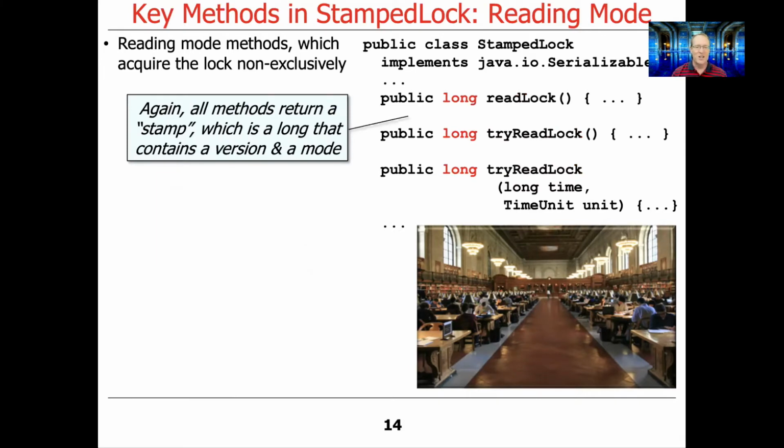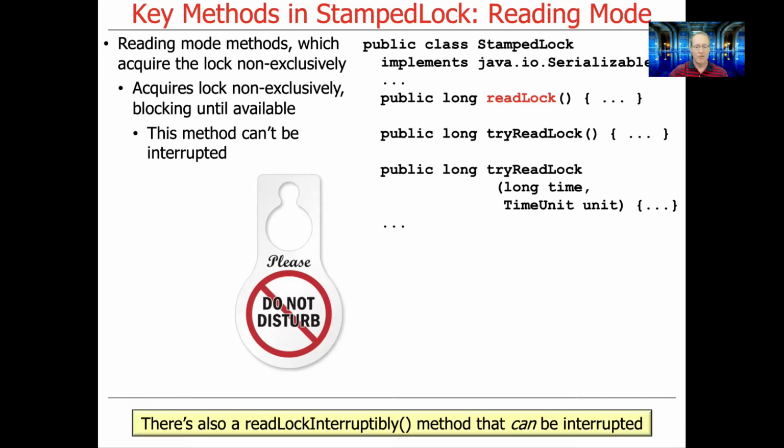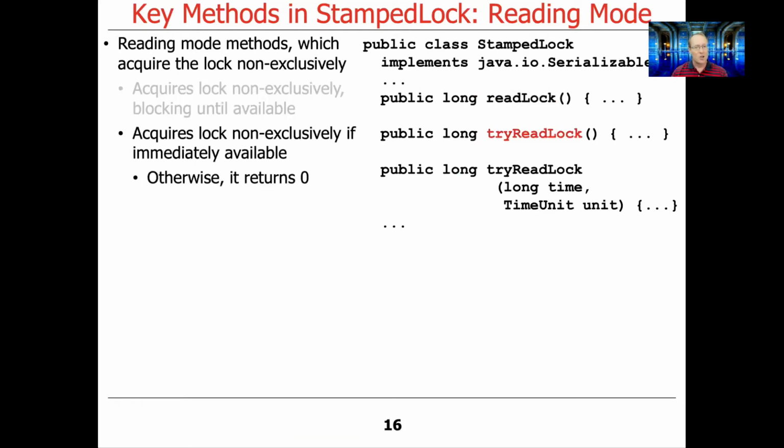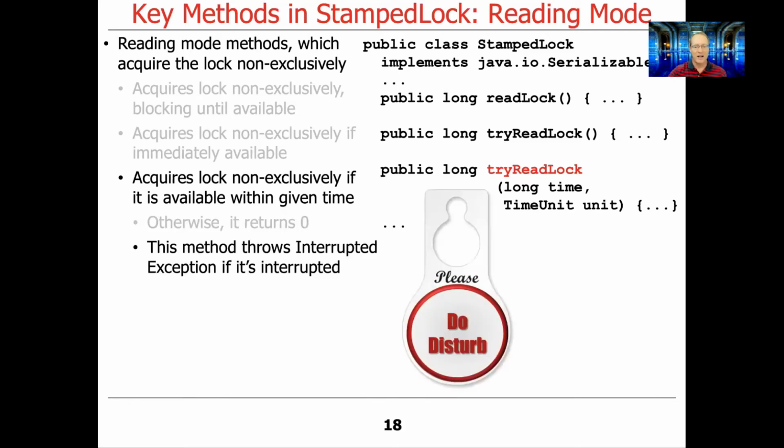Once again, each of these methods returns a stamp, which is a long that indicates the version number and also the mode, namely that it's in read mode. readLock acquires the lock non-exclusively, blocking until it's available, and cannot be interrupted. There's a readLockInterruptibly method that can be interrupted. tryReadLock will try to get the lock in reading mode, returning right away if it can, or otherwise returning 0. And no surprise here, there's also a timed version that behaves the same way that the timed write lock mechanism worked, except this time it's trying to get a read lock. And it can also be interrupted.